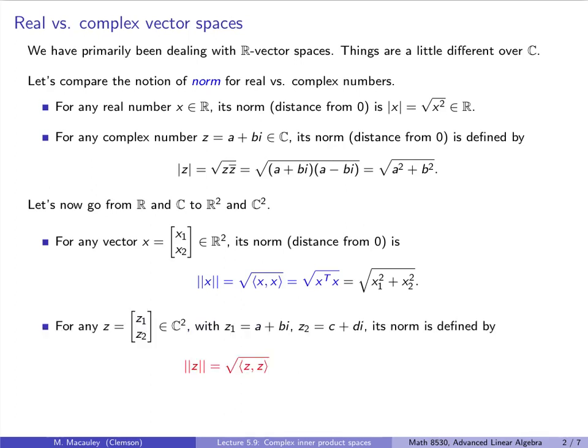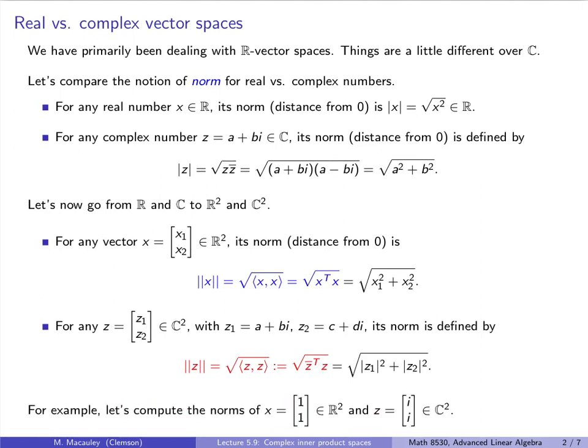In contrast, for any vector z in C2, with entries z1 and z2, let's say z1 is a plus bi and z2 is c plus di, its norm is also defined, it's written the same way with these double bars, as the square root of the inner product of z with itself. However, this inner product, as we'll see, has to be defined a little bit differently. So this is the square root of z bar transpose, that's the conjugate of z transpose, times z. And that's the square root of the norm of z1 squared plus the norm of z2 squared.